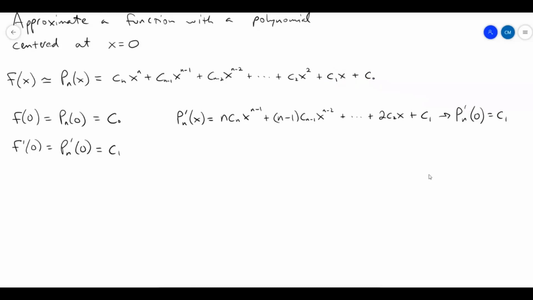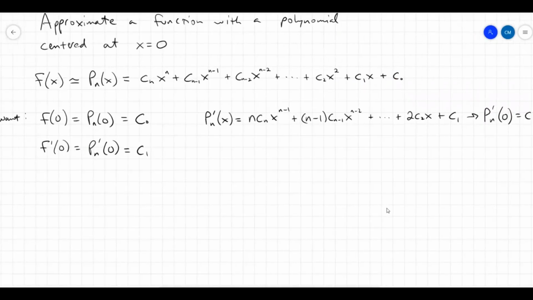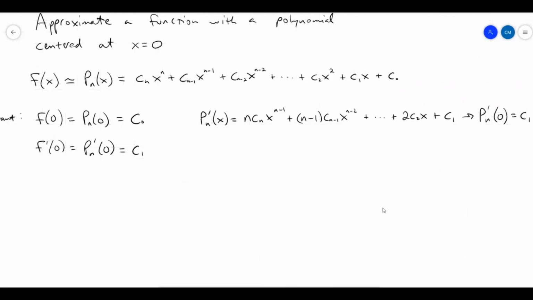Okay, and then you can maybe see where this is going. What else would we like to see? Well, we would like to see the second derivative of the function be the same as the second derivative of the polynomial function. So we would also like to see f double prime be equal to p double prime. Okay, and then again, we would maybe want to think about what that p double prime is.